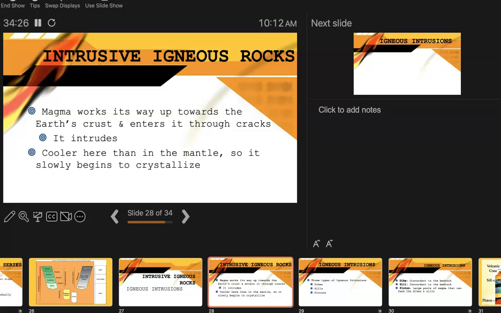Once it's there, it starts to cool off. Why? Well, because that cool rock around it is cool. You're farther away from the heat source, the core, and from the mantle itself, which is significantly warmer. And it takes a while, don't get me wrong, but it does eventually cool off.